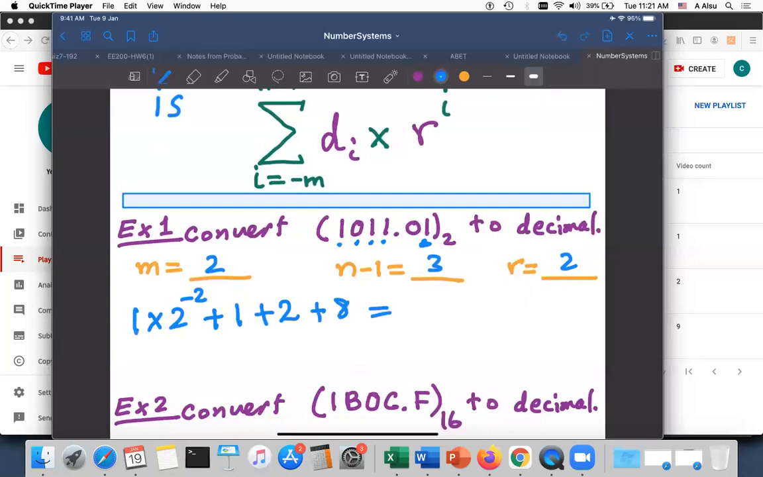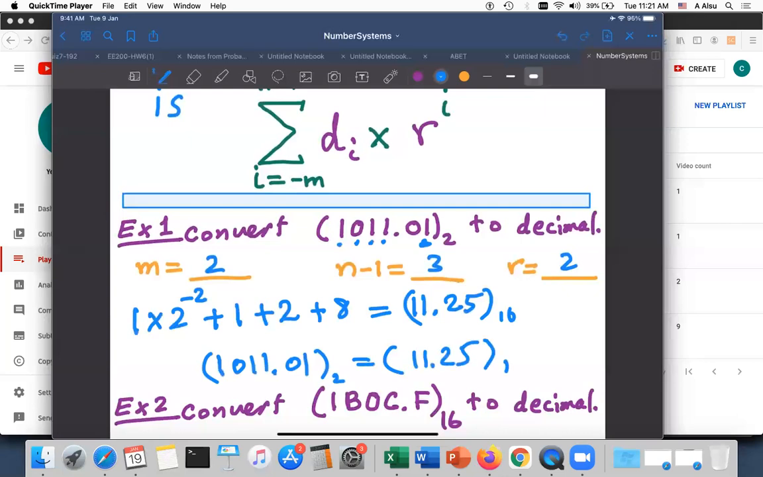So this is what? 11.25. So this is 1 over 4, right? Okay, so 1011.01 in binary is equivalent to 11.25 in decimal. Okay, cool. Can you repeat it again, please?